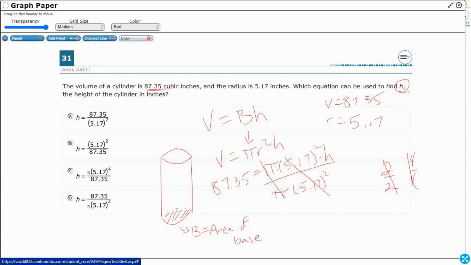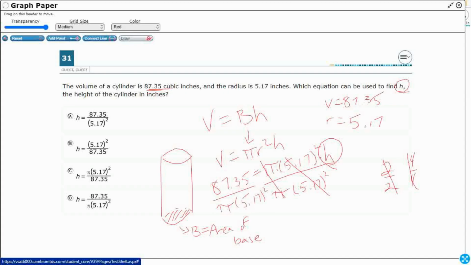The 5.17 squared is going to divide the 5.17 squared and get rid of it, and that's just going to leave me h over here. But the properties of operations state that whatever you do to one side of the equation, you have to do to the other side. So since I divided the other side by pi times 5.17 squared, I need to do the same thing over here.